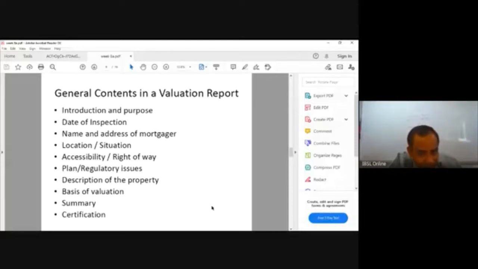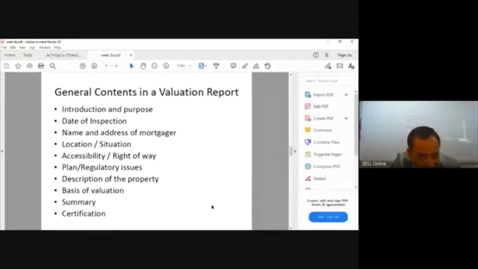In the valuation normally, these are areas which will be mentioned: introduction and purpose. What is the purpose of the valuation report? The date of inspection, when it was inspected. What is the name and address of the mortgagor? What is the location and situation? The right of way, accessibility. In a fixed property, a fixed asset, a housing or other commercial property, the right of way is very important.